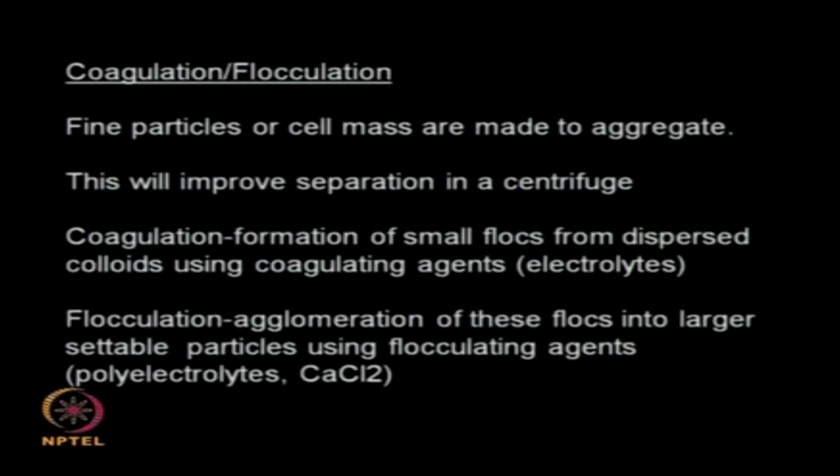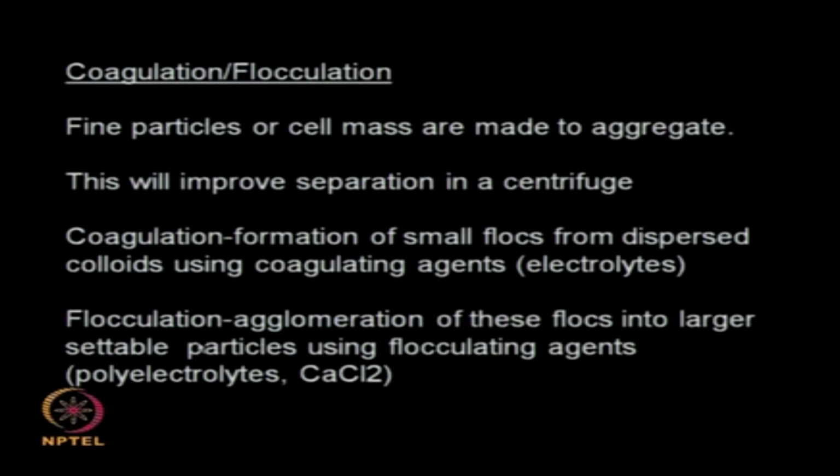So in coagulation, you are forming small flocks from dispersed colloids using some coagulating agents. The small flocks are formed from colloids that are well dispersed. You generally use something called electrolytes. These electrolytes affect their electrostatic charges, so they make these colloids, which are far away from each other, coagulate and form flocks. If these flocks are heavy, they can start settling down, and because the flocks have a higher particle size, even in centrifugation they can be easily separated.